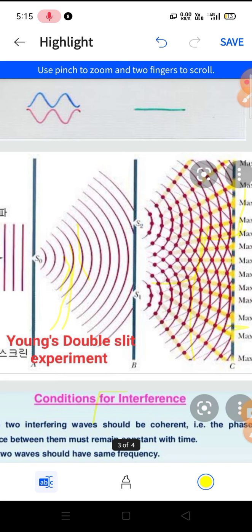The fourth one is that the amplitudes of the two sources must be equal. The amplitude of the waves emitted from the two secondary sources must be equal, and these two sources, S2 and S1, must be narrow sources and not broad. So those are the conditions for interference of light. I think you understood, and we need to check once through it.